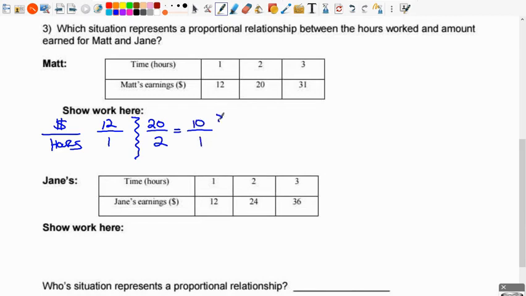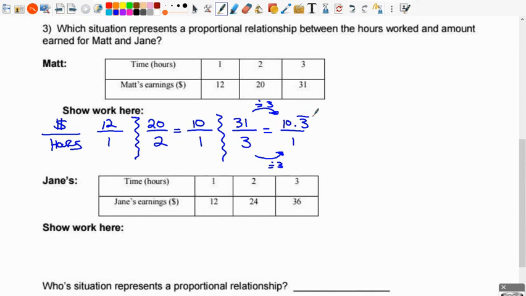Both of those numbers can be divided by 2, which is going to be equal to $10 for 1 hour. And then we have, in the last example, $31 earned for 3 hours. All right, if I divide each of these numbers by 3 to get to that unit rate here, 31 divided by 3 is going to be 10 3/10 repeated. If you punch that into your calculator, you'll see 3, 3, 3, 3, on and on forever. So these are the 3 unit rates for Matt: 12 over 1, 10 over 1, 10 3/10 repeated over 1.